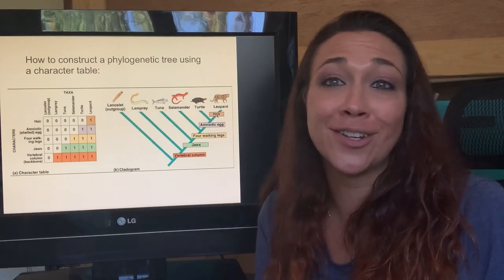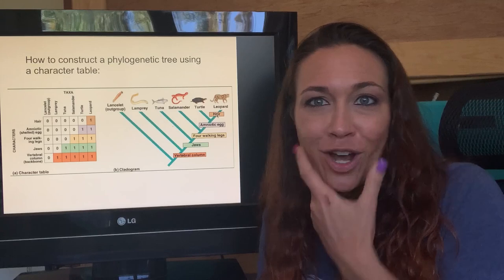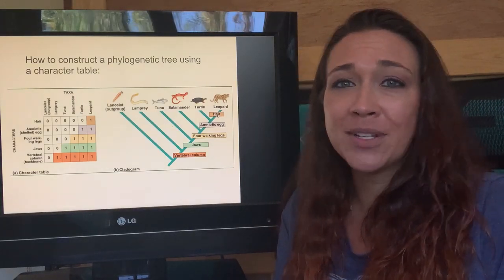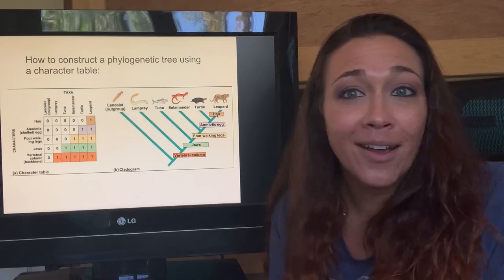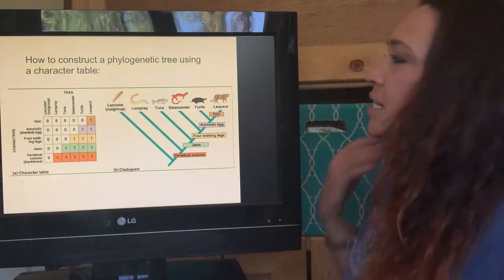Now I'm going to give you characteristics that are a lot more simple than these. If you didn't know that a lamprey doesn't have a jaw, then you wouldn't be able to do that. If you didn't know that this lancelet isn't in the phylum Chordata, it would be kind of hard to do this kind of stuff. So I'm going to simplify this for you guys. But this is essentially what you do.